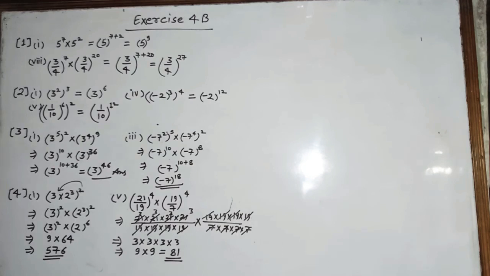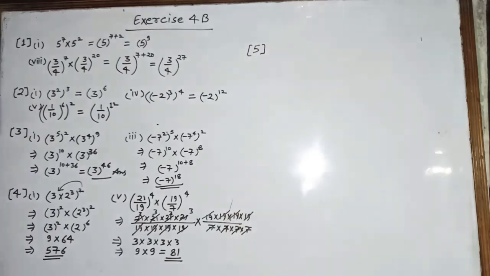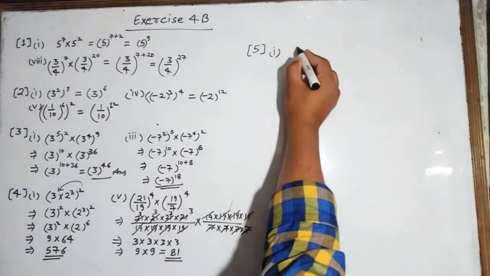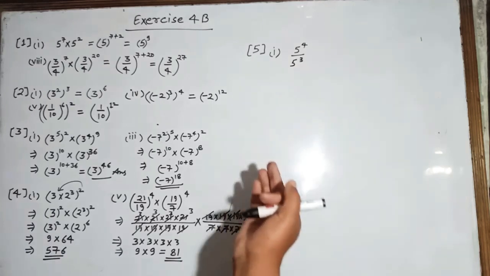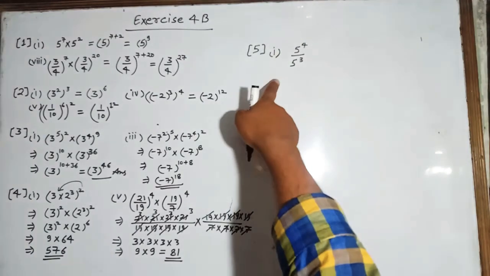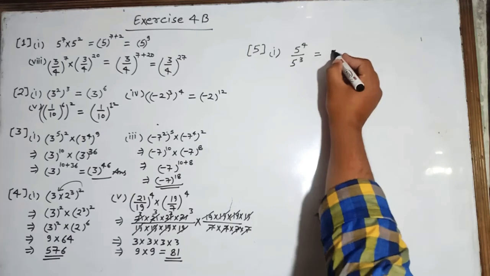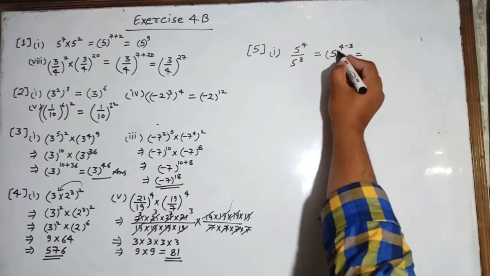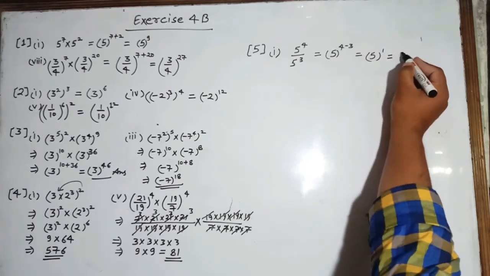Now come to question number 5. Question number 5 is simplify. The first part is 5 to the power 4 upon 5 to the power 3. Now we have learned all the laws related to exponents. In division, if the bases are the same, the powers get subtracted. So 4 minus 3, and the base will remain the same. So it will be 5 to the power 4 minus 3, which is 1, means 5 to the power 1, that is 5 only.